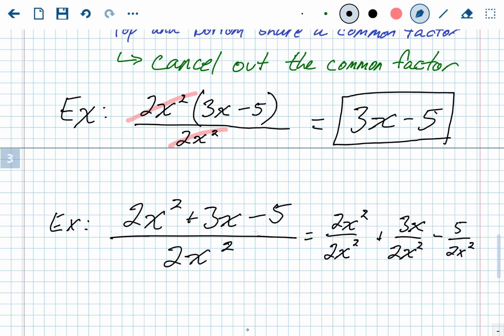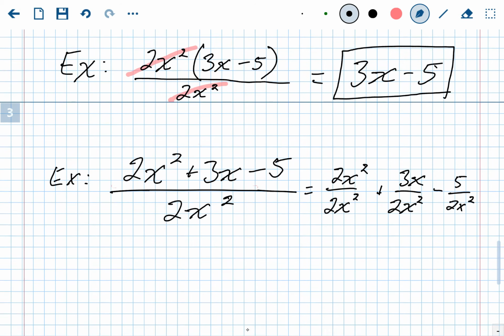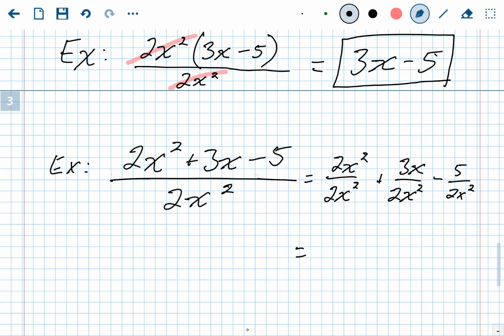This one, there's actually not a whole lot to simplify. The only thing we really can simplify, let's see, is we got 2x squared over 2x squared, which is just 1. In the second term, we got 3 over 2. That doesn't simplify at all. 1x on top, 2 on the bottom, so it's going to be 3 over 2x. And the last term doesn't simplify at all, so it's just going to stay 5 over 2x squared.